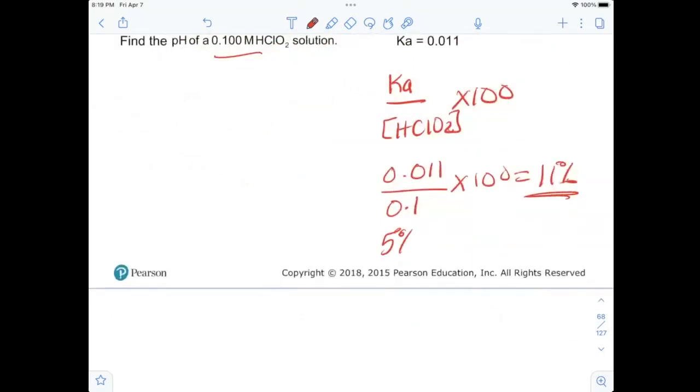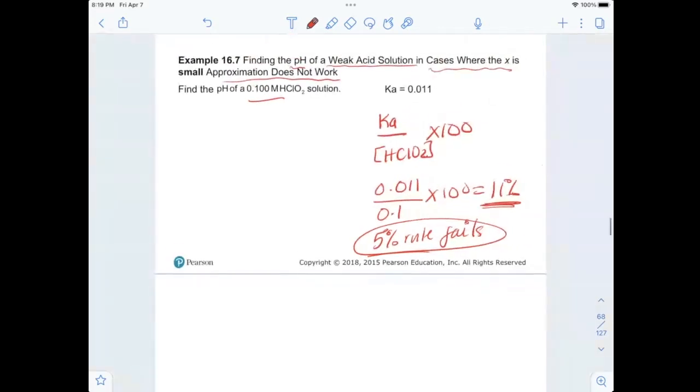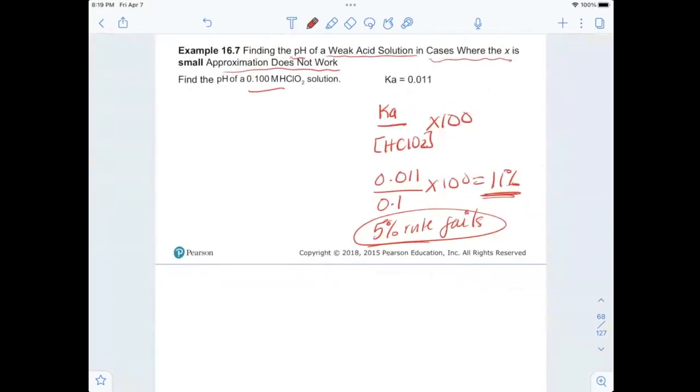So I'm going to write here: 5% rule fails because we got more than 5%. 11 is definitely bigger than 5. What does that mean for our future? That means that when we're writing out our ICE table, we cannot approximate the X out. We have to use all the variables in solving for our problem. Okay, let me get to it.